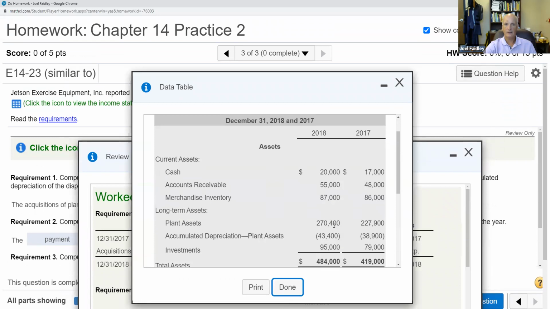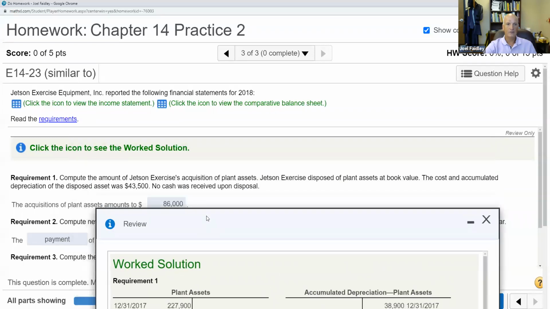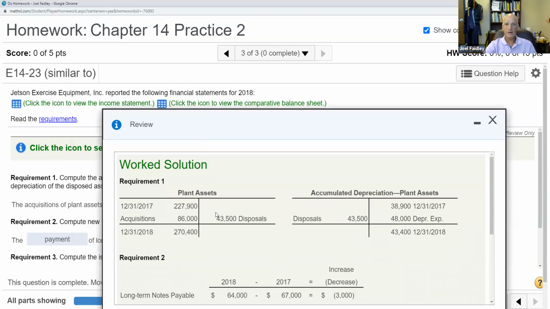So 227.9 to 270,400. All right, so there's my 227.9. There's my ending balance. And it says here that we disposed of 43,500. So there's my disposal for 43.5. That means that comes out of my original cost. So 227.9 minus 43.5 gives you a number that you then compare with the ending balance, and the difference is your acquisitions, which is the question here. So 227.9 minus 43.5, we'll write this down as 184,400.